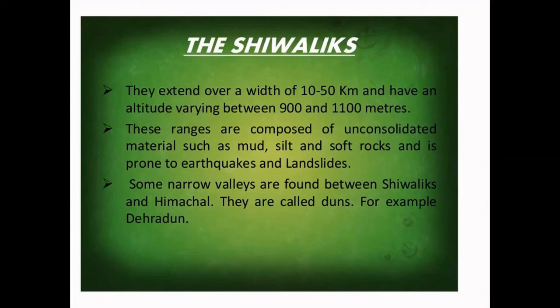The longitudinal valleys lying between the Lesser Himalaya and the Shivaliks are known as duns. So when you look at the valleys in this particular region, between the Lesser Himalayas, that is Himachal, and Shivalik, these valleys are known as duns. Dehradun, Kotli Dun, and Patli Dun are some of the well-known duns.